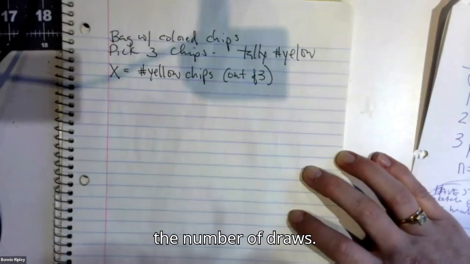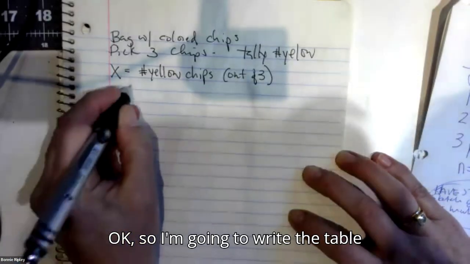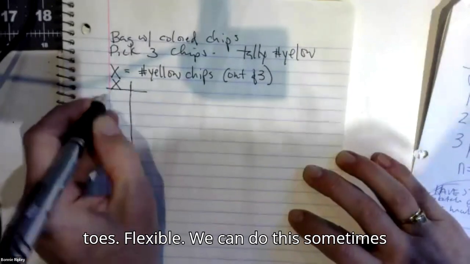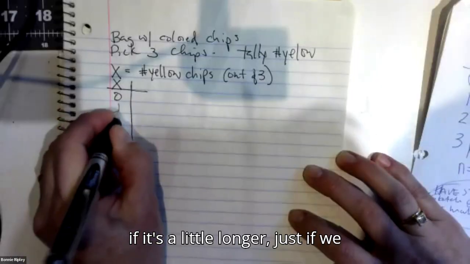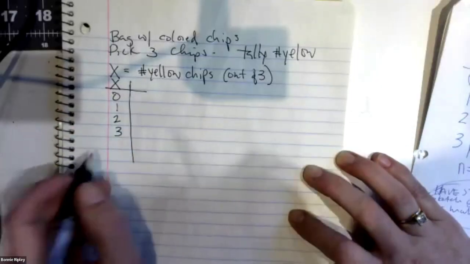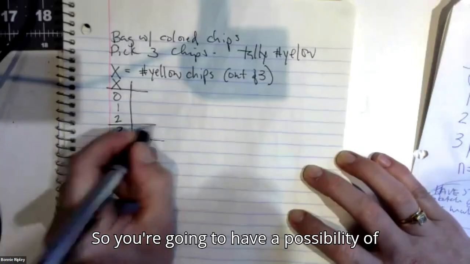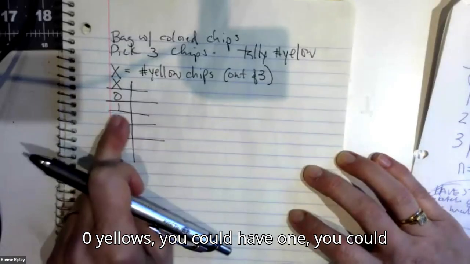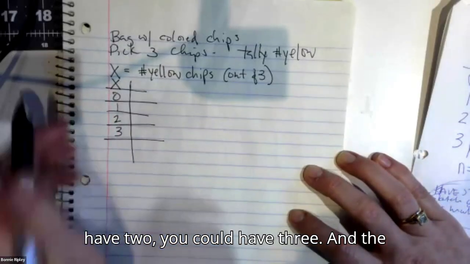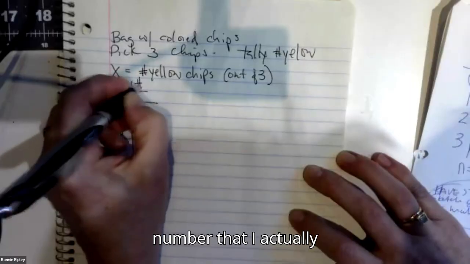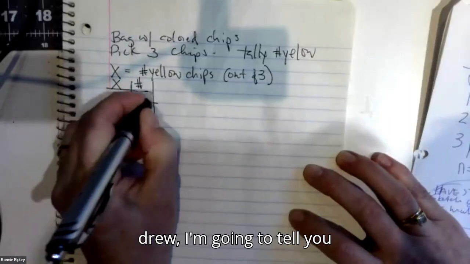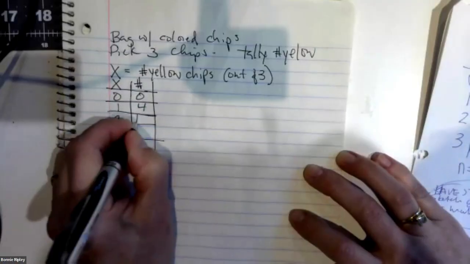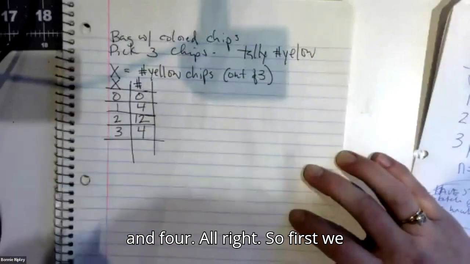the number of draws. Okay, so I'm going to write the table vertically just to help keep you on your toes, flexible. We can do this. Sometimes if it's a little longer, just if we prefer to write it this way. So you're going to have a possibility of having, we're pulling 3 chips. You could have 0 yellows, you could have 1, you could have 2, you could have 3. And the number that I actually drew, I'm going to tell you, 0, 4, 12, and 4.